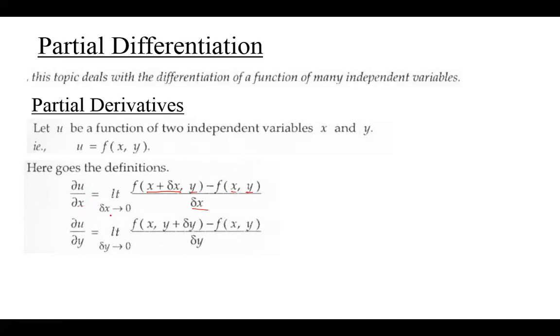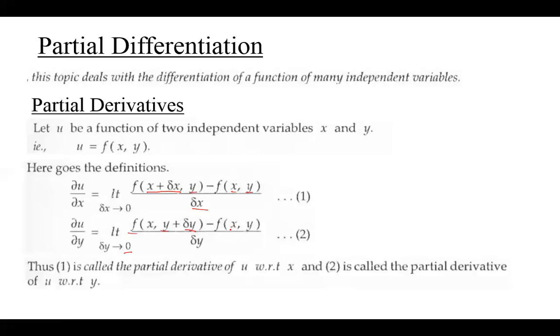Similarly, if you want to find the partial derivative of u with respect to y, the definition goes in this manner. Dou u by dou y is equal to limit delta y tends to 0, f of x comma y plus delta y minus f of x comma y divided by delta y. As I explained earlier, the first equation is the partial derivative of u with respect to x, whereas the second equation is the partial derivative of u with respect to y.